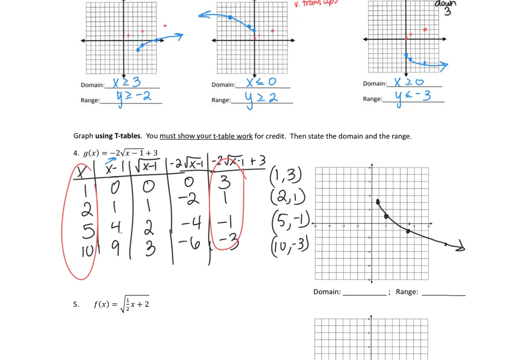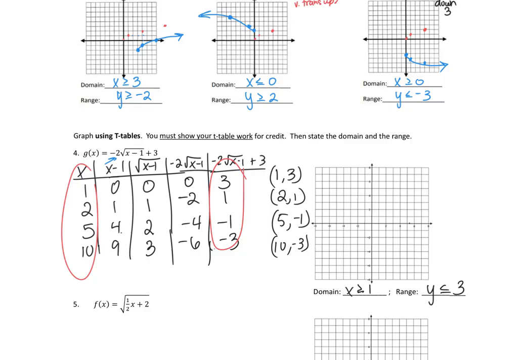My domain, x is greater than or equal to 1, because it is going to the right, towards the positives, but my range is going down, so y is less than or equal to 3. Okay, so that's doing it with the table. The other way to do it is to use transformations. Okay, so I'm going to erase this and show you how I would use the transformations.